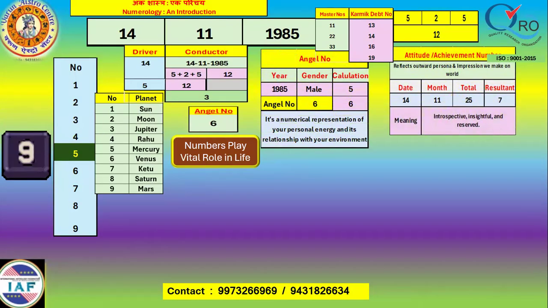Now, if you see the angel number for the native is 6, we should note it down. And 7 reflects outward personality and impressions we make on the world. So this 7 signifies an introspective, insightful, and reserved nature for the person. So the person whose birth date falls on 14-11-1985 may be introspective, insightful, and reserved. So all these numbers are static numbers.